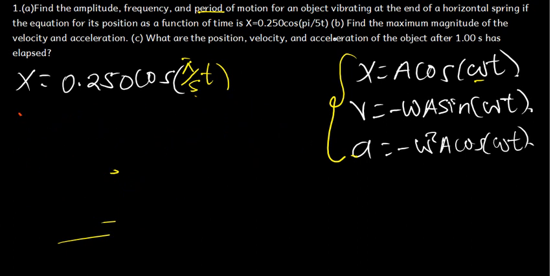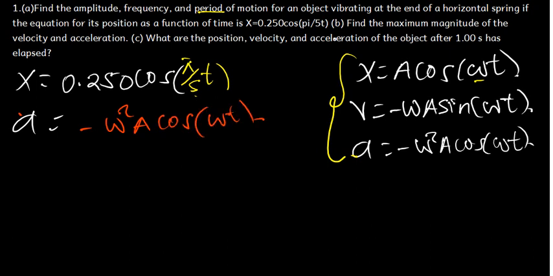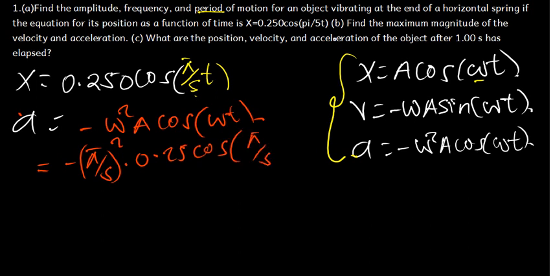So our acceleration is equal to negative alpha, the angular frequency squared, A, then you have cos of this. So let's plug in the values. We have pi over 5, now we square it, times 0.25 cos of pi over 5 times 1.